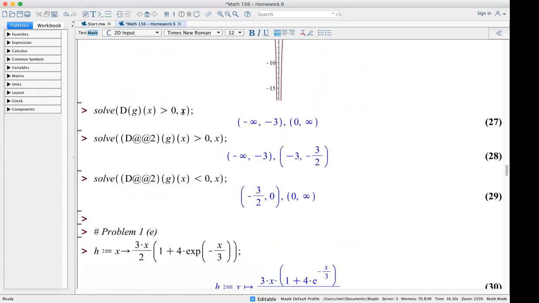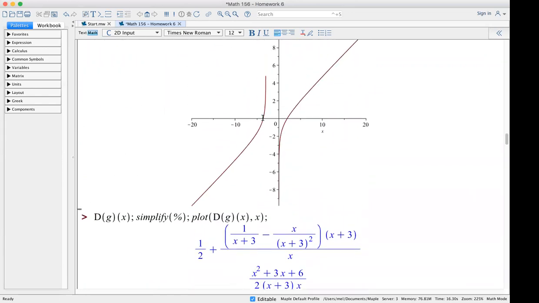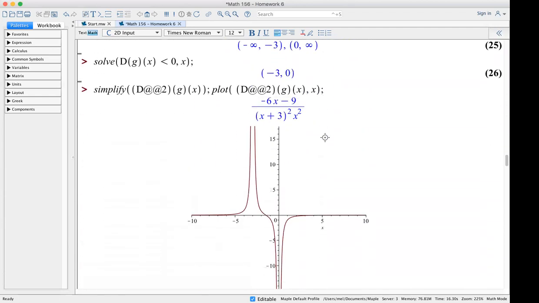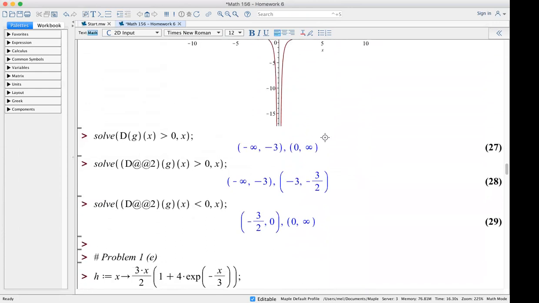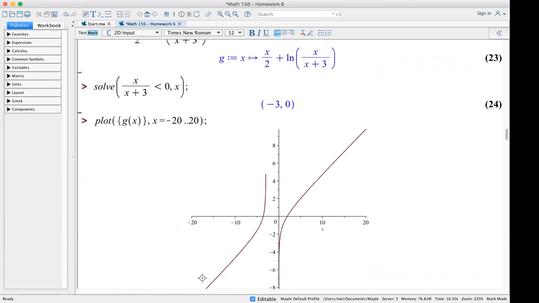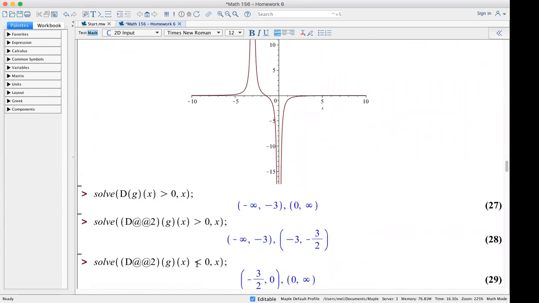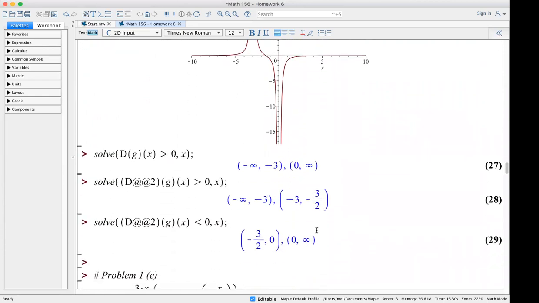So here's where the function is increasing everywhere. Right? This is the function. It's always increasing. No relative minimum or maximum. Second derivative is positive. Minus infinity to minus 3. So here curve is concave up. Here you can see it's concave down. And when you ask where is the second derivative negative, it's 0 to infinity.